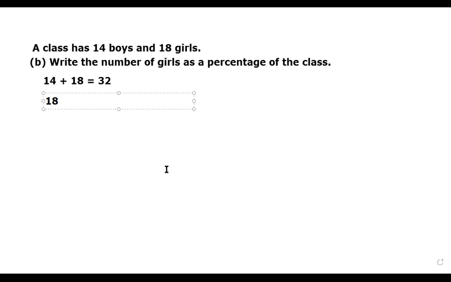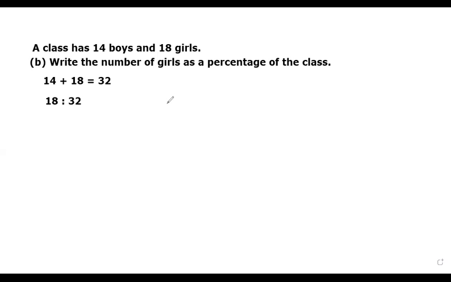Remember, girls come second in the information that we're given. It's 18 to 32. Now, remember, just recently in part A, we said that we can write this in one of 3 ways. Now the question switches and it's asking us for percentage. So we can convert a fraction to a percentage.